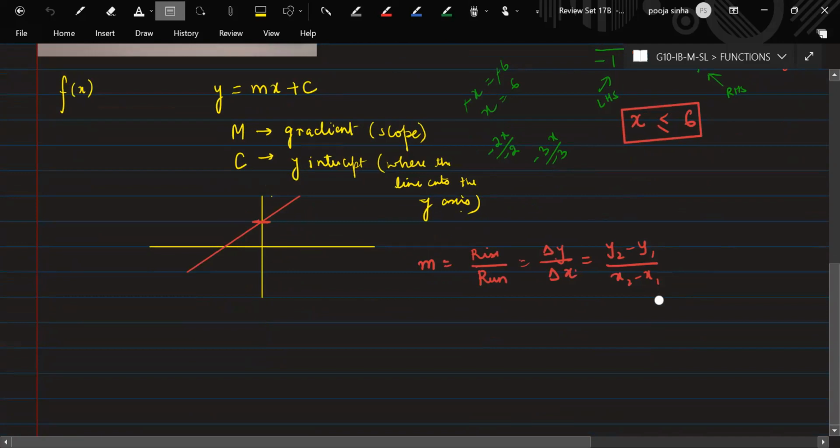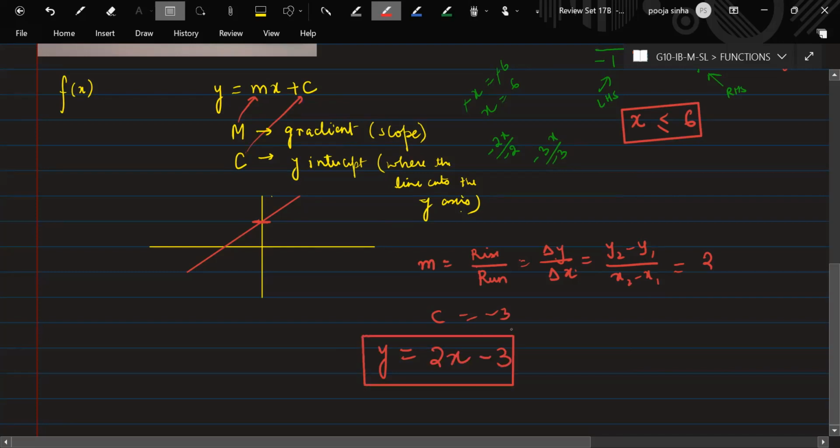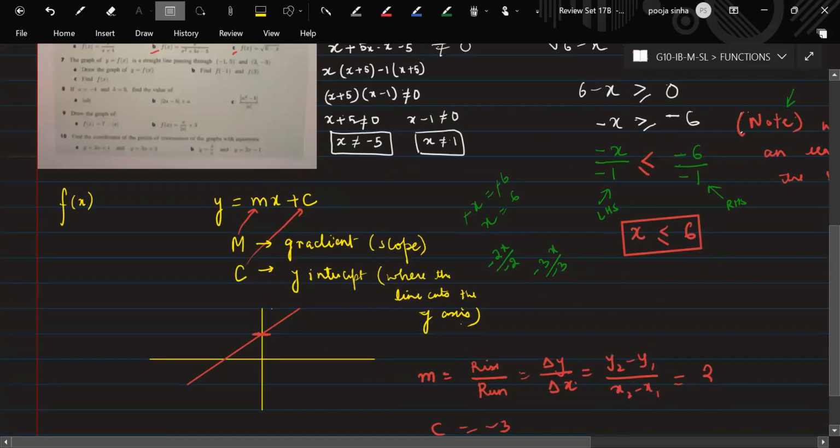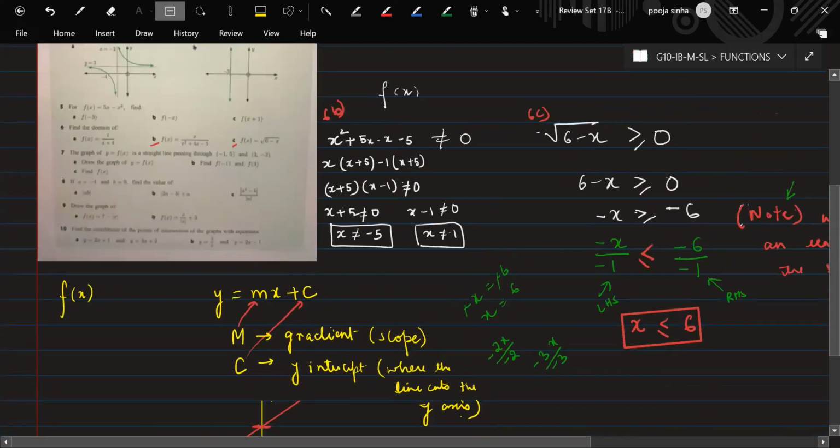Whatever values you got, you plug in here. Suppose I get my M as 2 and the C is -3. So what is the final equation? Y is equal to 2x minus 3. This is what is expected from you for this question, and we just leave it like that. Then that's it.